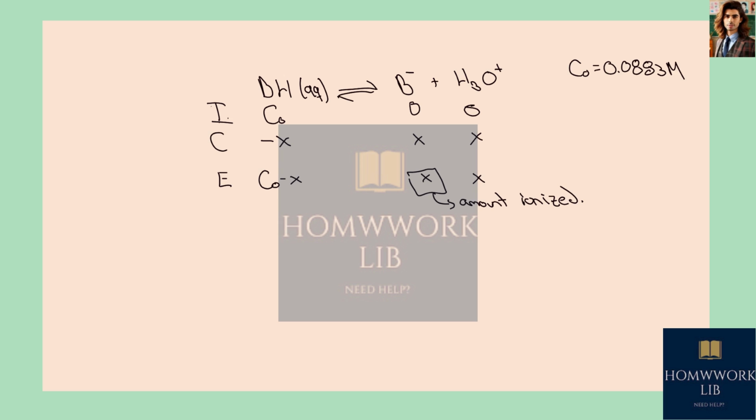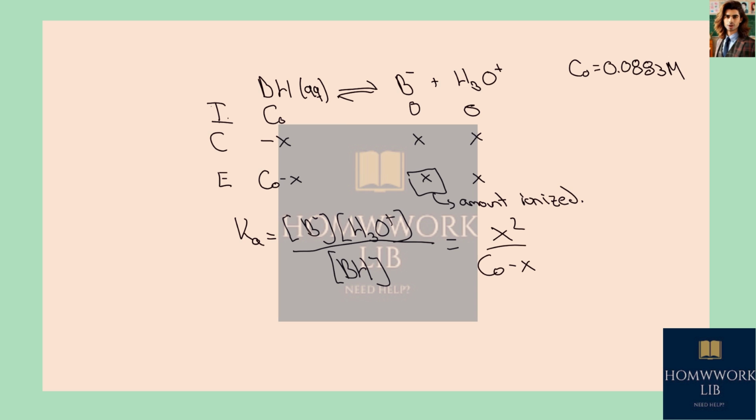So with this, our acidic constant for this acid is going to be the concentration of the conjugate base times the concentration of H3O plus divided by the concentration of BH. This turns into x squared divided by C0 minus x.